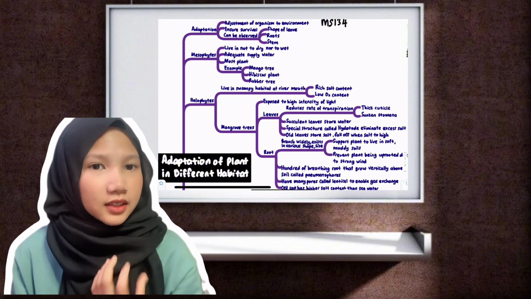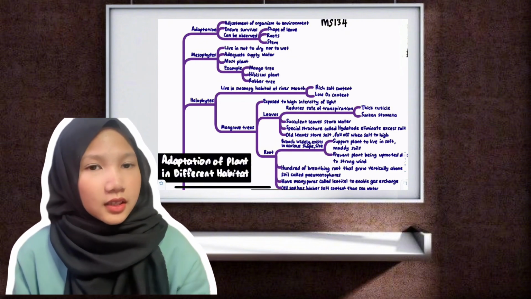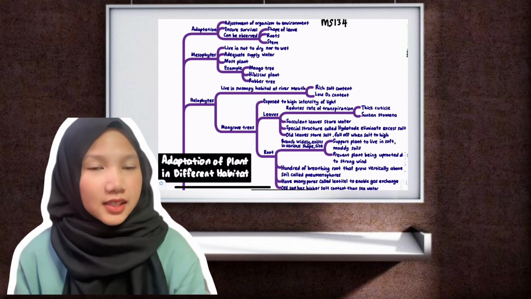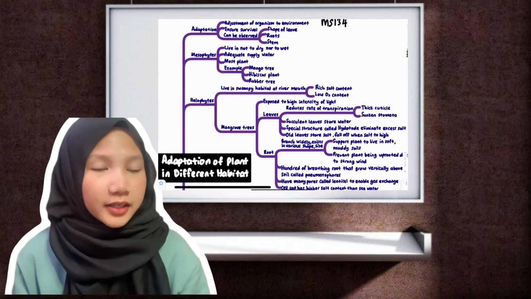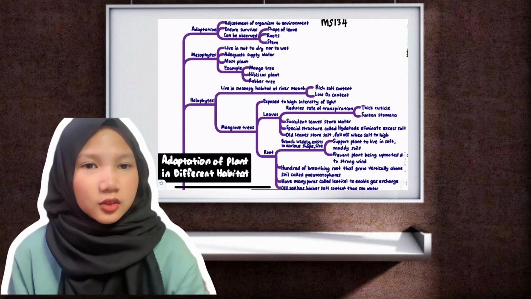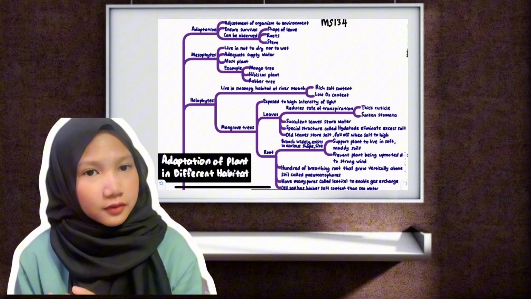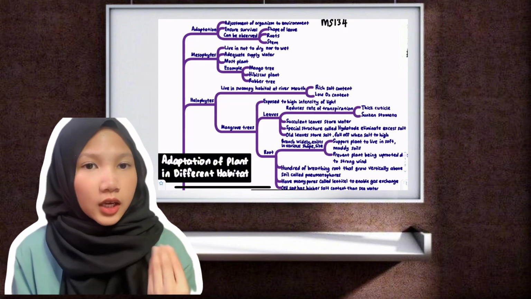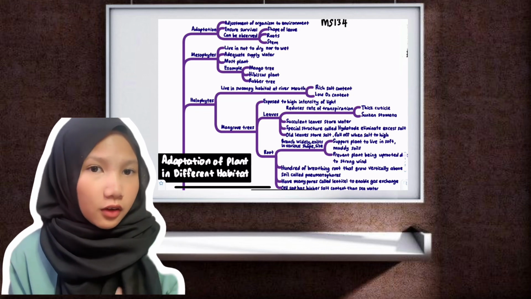So the succulent leaf will store water. By the way, it has a special structure which is hydathode. Hydathode will eliminate excess salt. So for example, old leaf stores water, but when the salt content is too high, the leaf will fall off.